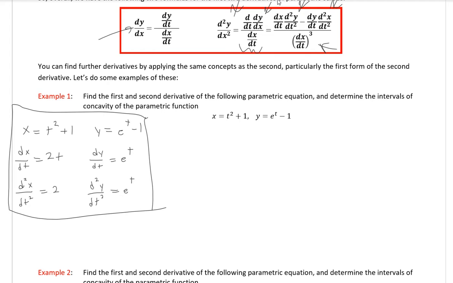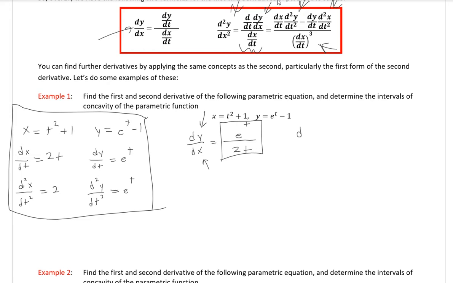Look how easy those were. That's going to be my bank, and now I'm going to pull from those. So the first derivative, dy/dx, based on the formula, is the derivative of y over the derivative of x. That means the derivative of y is e^t, and the derivative of x with respect to t is 2t. And that's it. That's our first derivative, e^t over 2t.